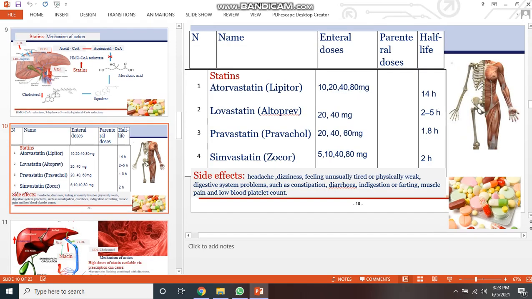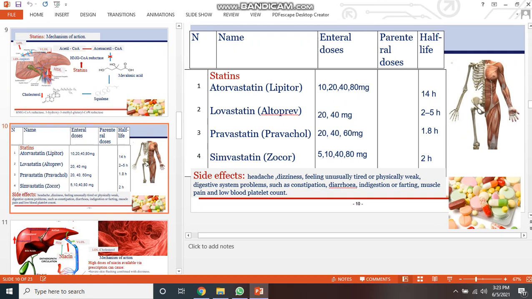Names that we can use for statins are Lipitor, initial dose is 10, 20, 40, 80 mg, and half-life is 14 hours. Atorvastatin, initial dose is 20, 40 mg, and half-life 2 to 5 hours. And Pravachol, initial dose is 20, 40, 60 mg, and their half-life is 1.8 hours. Or Zocor has an initial dose of 5, 10, 40, 80 mg, and half-life is 2 hours.